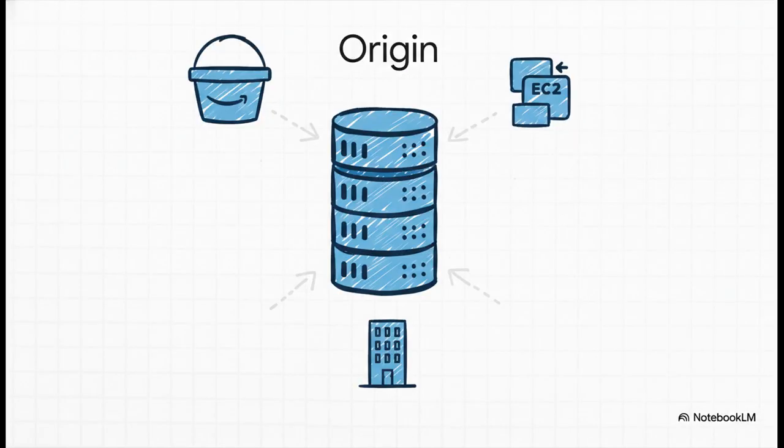Okay, let's break down the components. Component number 1, and you absolutely have to know this one, is the origin. Just think of the origin as the home base. It's the one true source for all your content. This could be an S3 bucket. It could be an EC2 instance running a web server. Heck, it could even be your own server sitting in an office somewhere. It's simply the source of truth.